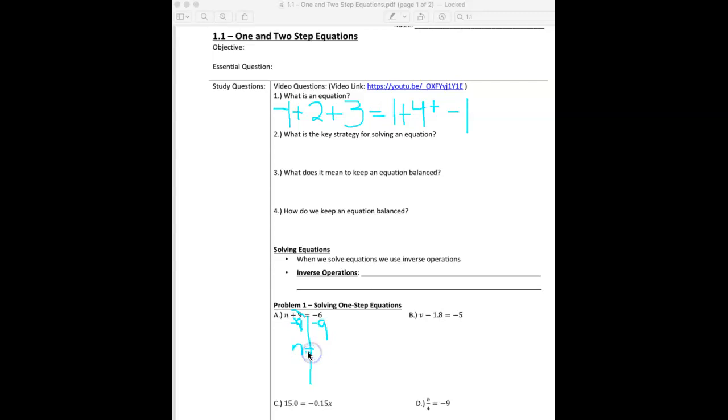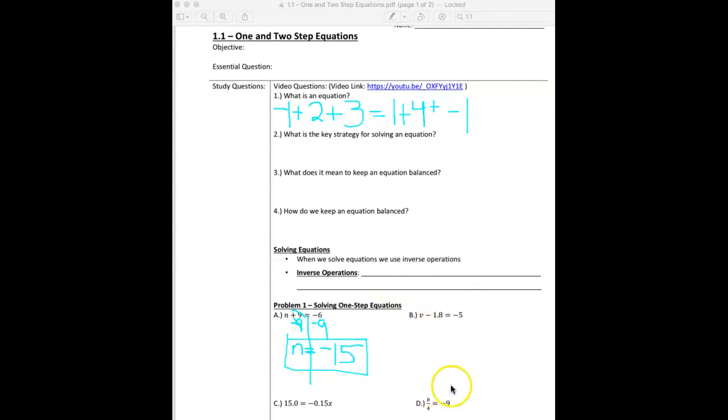So again, all I had to do was get everything that was on the same side of the equation with n away from n, so the way I did that was by doing the opposite of plus 9, subtracting 9, and then -6 minus 9 is -15, so there's that one.